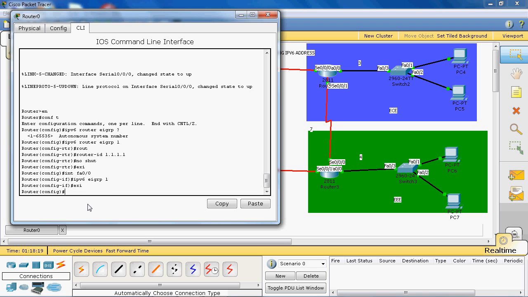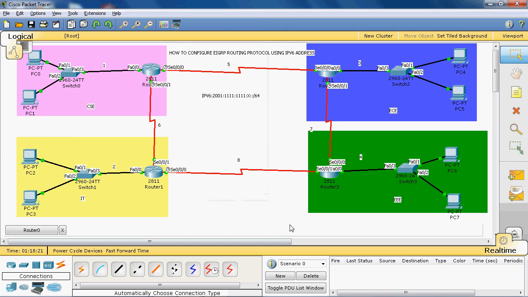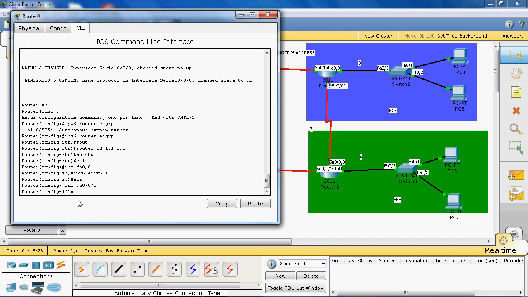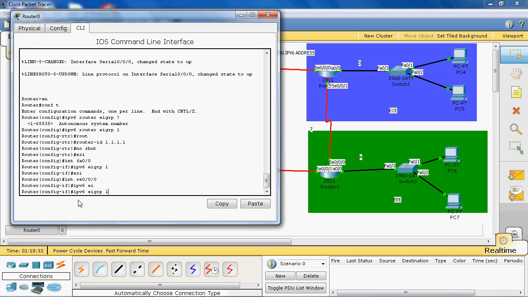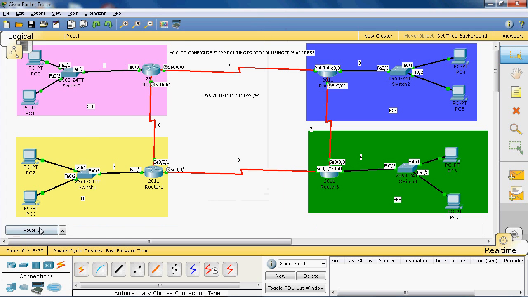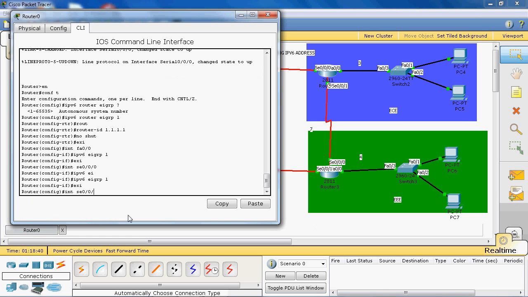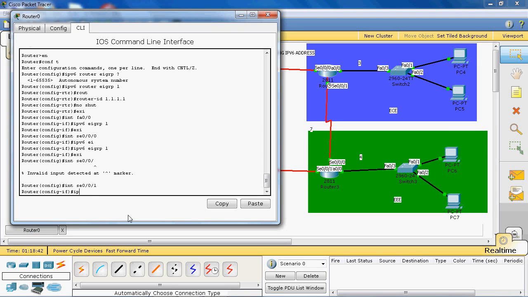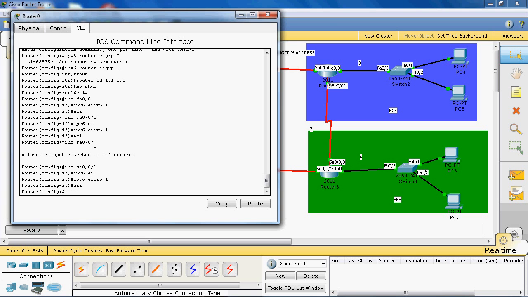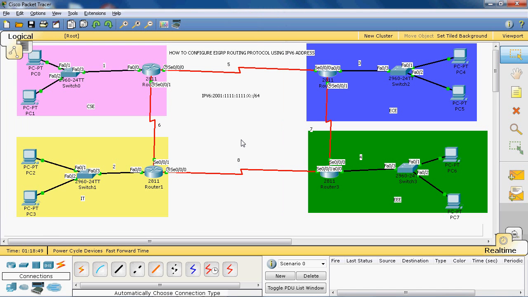exit. Okay, next we can go to the WAN network. So we go to the particular interface serial 0/0/0, ipv6 eigrp 1, exit. Interface serial 0/0/1, ipv6 eigrp 1, exit. Okay, now we have configured the EIGRP routing protocol in the CSE department.